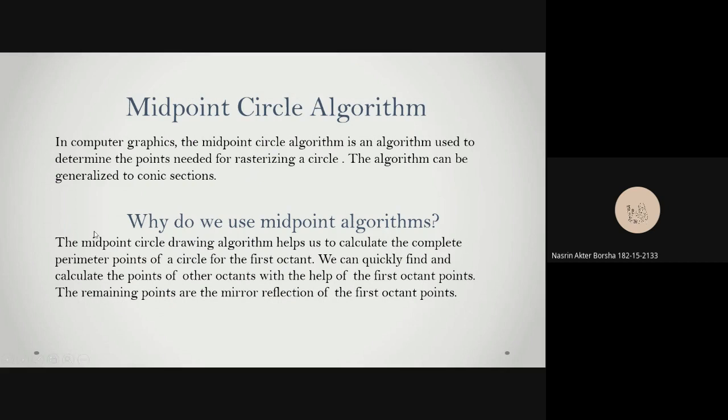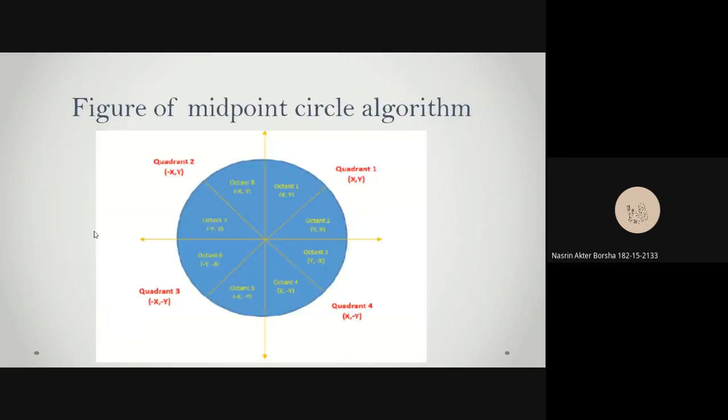So we use midpoint algorithms to help us calculate the complete perimeter points of a circle for the first octant. And by using these midpoint algorithms, we can quickly find and calculate the points of the other octants with the help of the first octant points. Here we can see a figure for the midpoint circle algorithm.